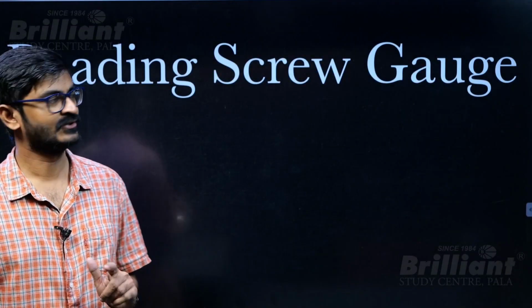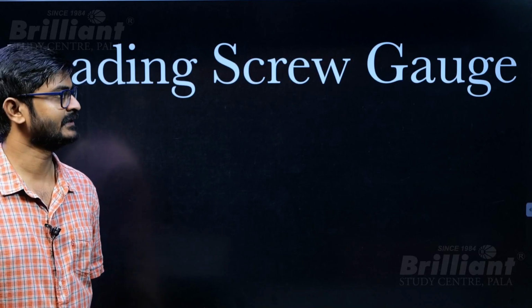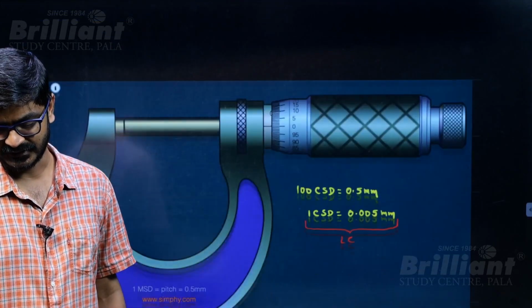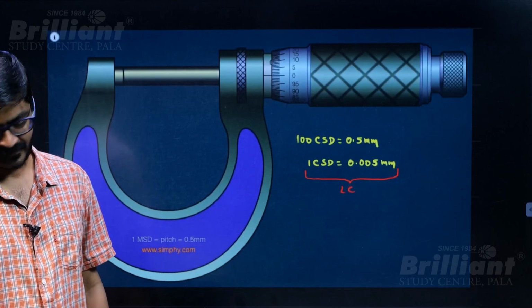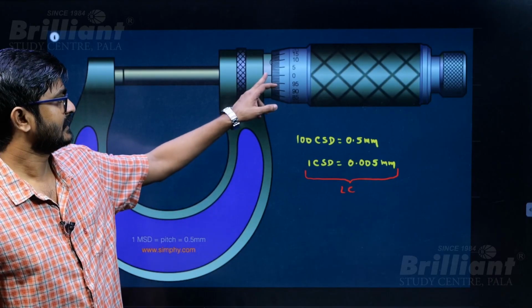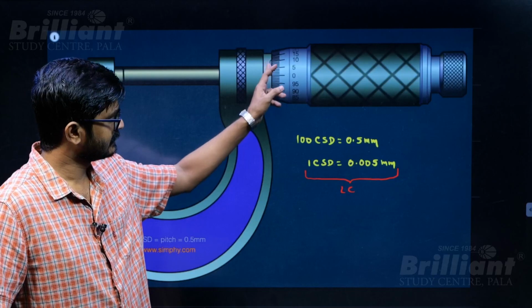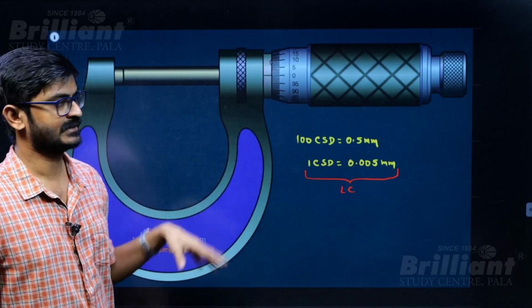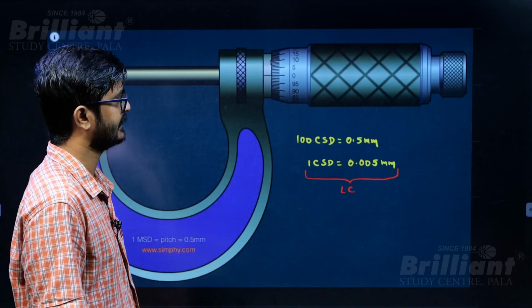Hi kids, now we'll be going to screw gauge. We'll see how to read screw gauge. So generally screw gauge looks like this. There will be something called main scale. You can see that 0 is slightly visible. I mean there is no error here, so you can't see that line. I'll show you later, there will be a line.